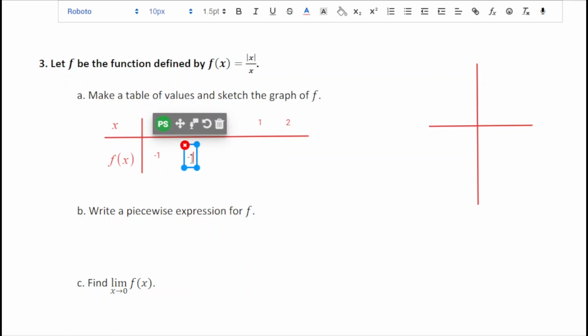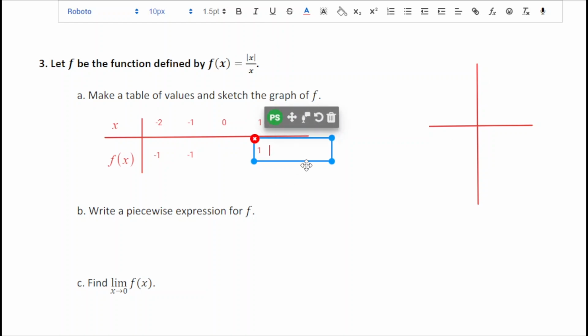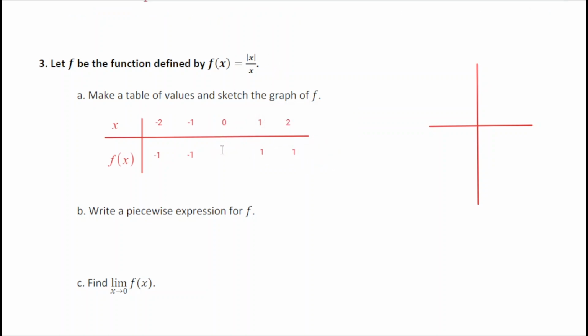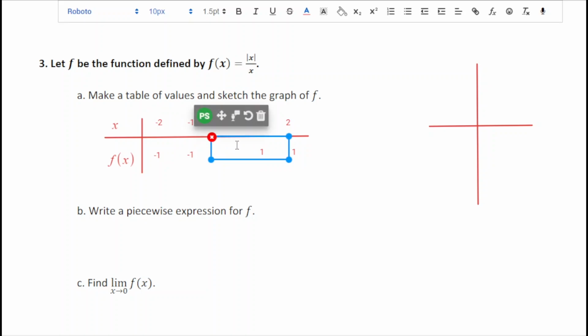If the number we're plugging in is positive, then we're going to get a +1, because then the absolute value doesn't really do anything. So like 1 over 1 is 1, 2 over 2 is 1, 3 over 3, and so forth. So all of the positive values will just give you y equals 1. And then at 0, it's undefined because we cannot divide by 0.